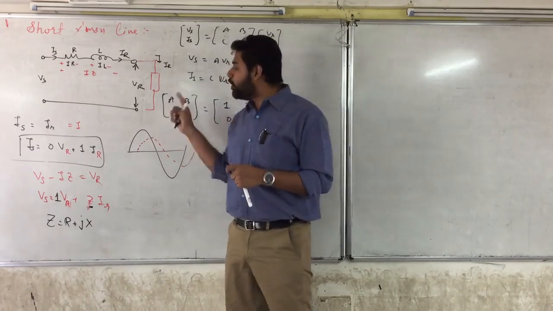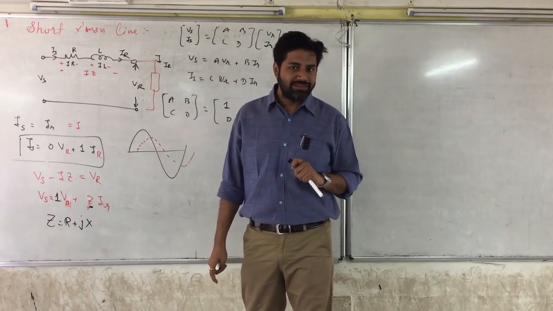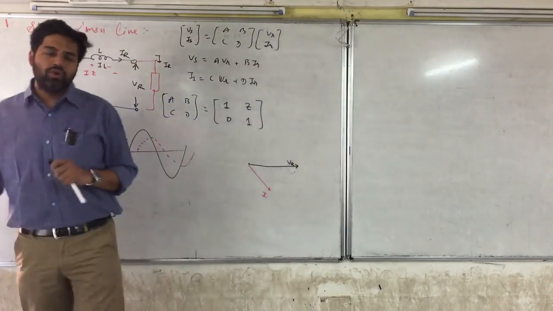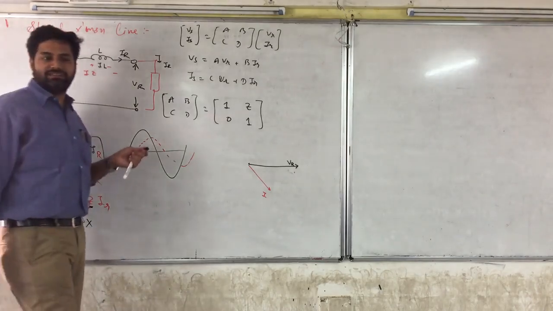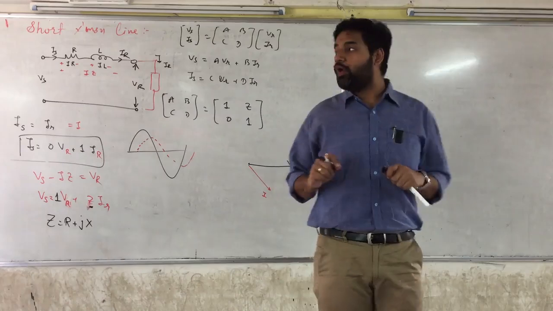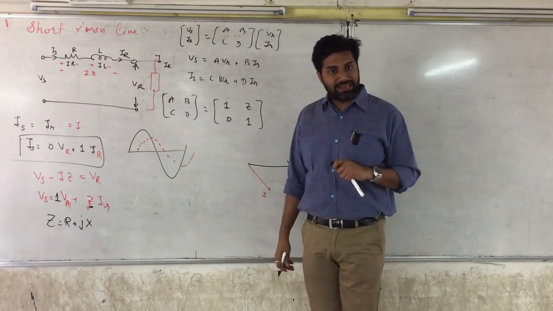So you have to understand where to keep which. Clear? Any doubt on this? So the load is 2 plus j3. The transmission line parameters are a resistance of this much and an inductance of this much millihenry or some microhenry. So you have to figure out which one is the load component and which one is the transmission line component. Is it clear?